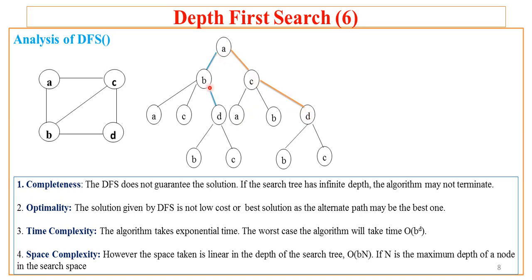So this way we can have two paths to reach the goal node. Here also we'll see that A to B, B to D, or else we can have A to C and C to D. So we are moving deeper and deeper. That's why this algorithm is depth first search. It moves deep and deep. Fine. Now we'll try to analyze this DFS algorithm.